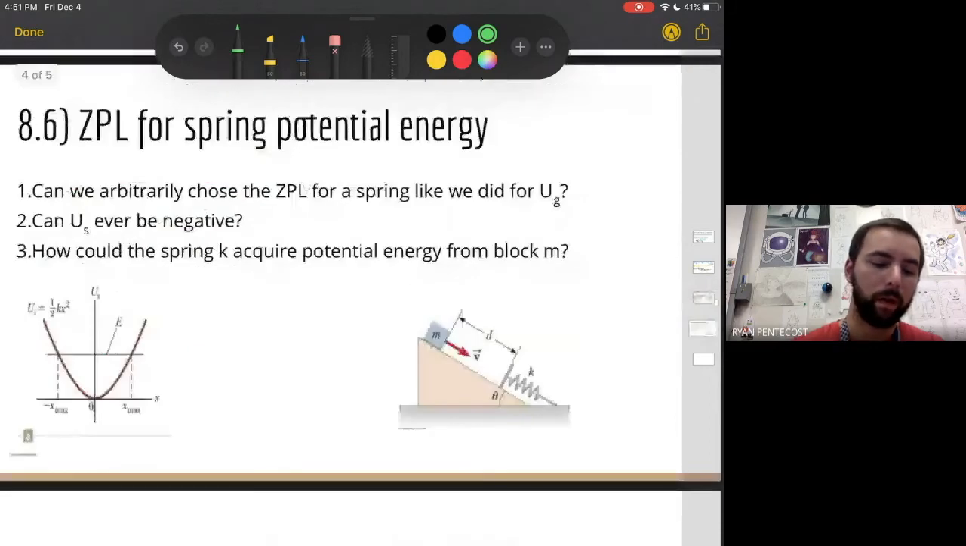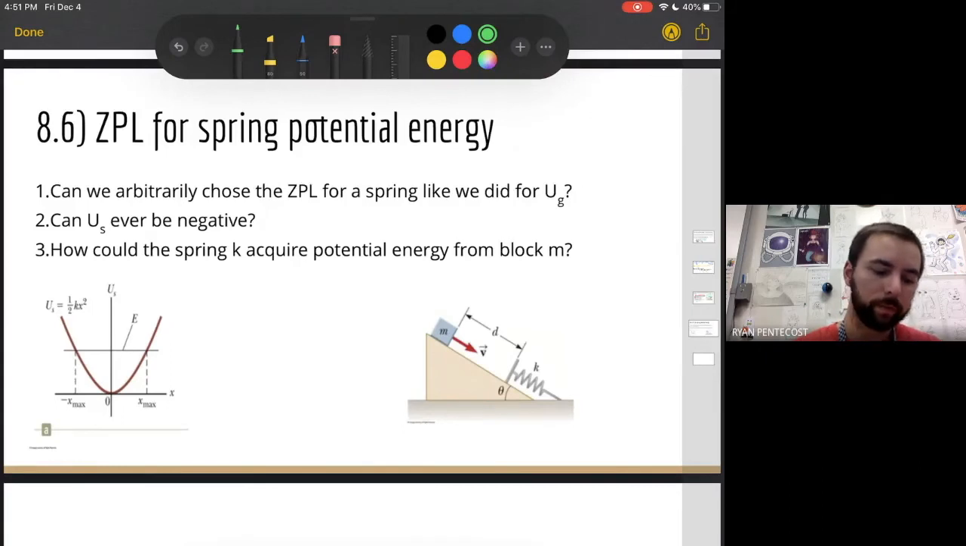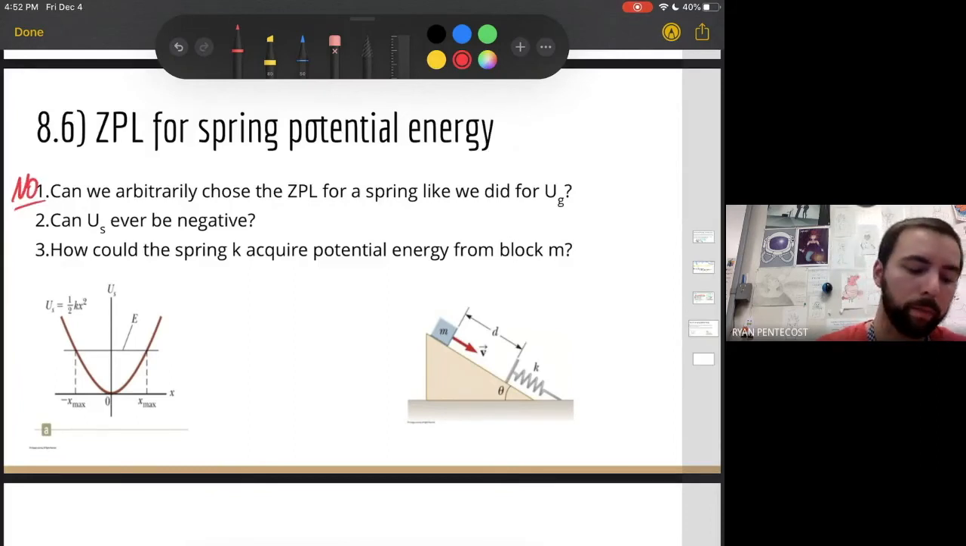All right, last, we have the ZPL for spring potential energy. First, right off the bat, can we arbitrarily choose the ZPL for a spring like we do for UG? Quick answer, no, you can't. That is because when you compress or elongate a spring and release it, it's obviously going to move. We all understand that that's how a spring works. Compressing or elongating the spring is going to give it the potential to do work, the potential to move an object.